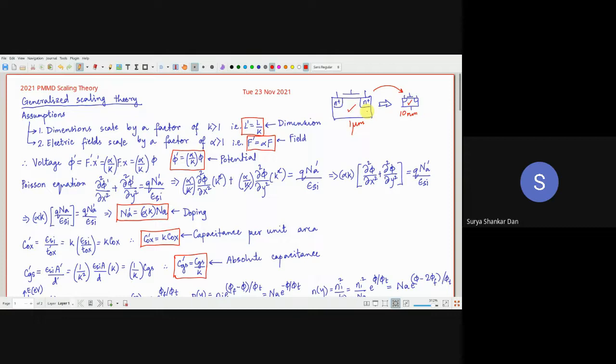So the first thing that comes into our mind is the Poisson's equation. Our objective is to ensure that the Poisson's equation, which determines the electrostatics of the device, remember for diodes and MOSFETs we have all been doing that, when applied to this 10 nanometer device, its solution should be the same as the solution of the Poisson equation for the 1 micrometer device. Okay, so that is our perspective.